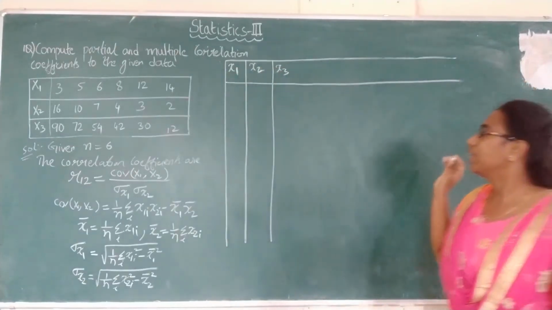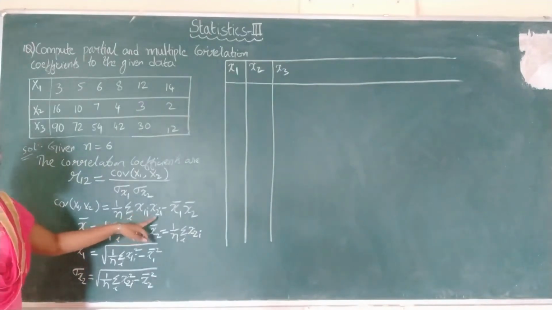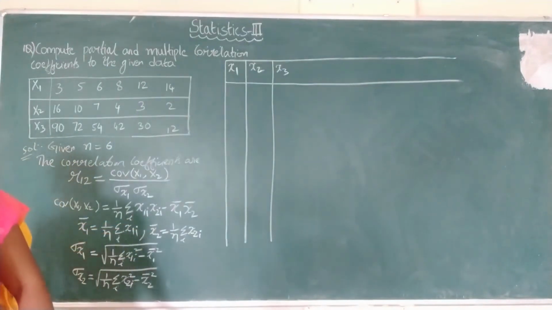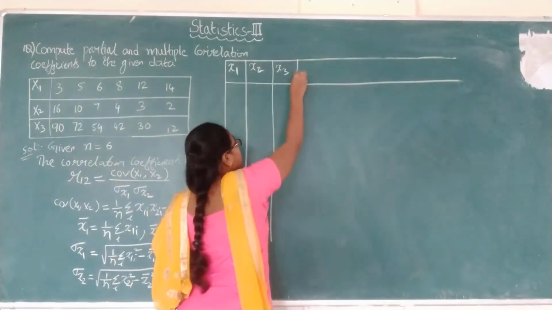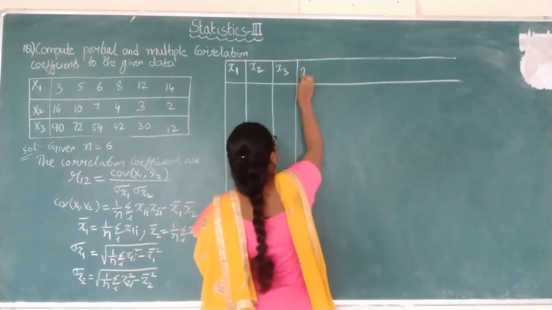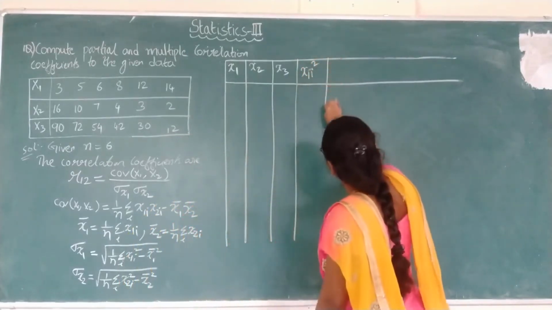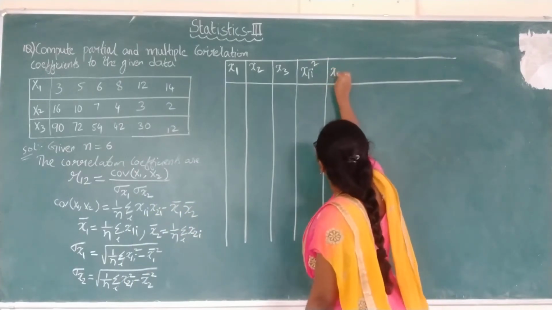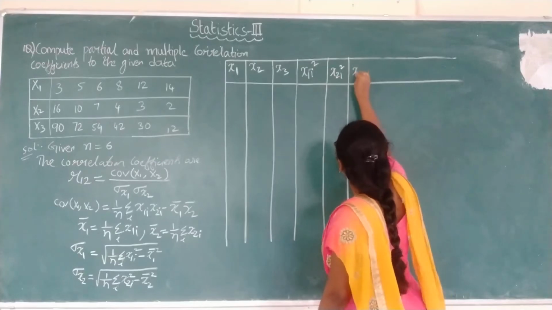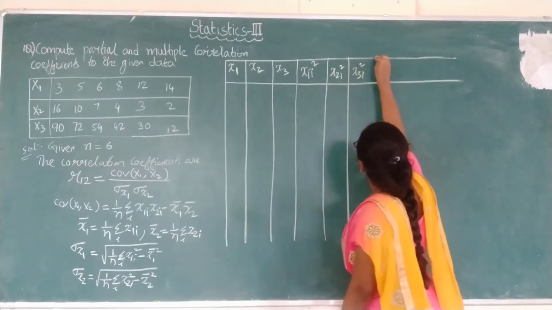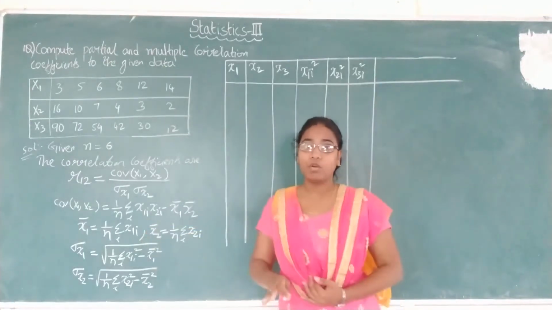Next you have to write the values for the combination of the products and the squares of the products also. So first I am writing the squares. First x1i square, second is x2i square, next x3i square.